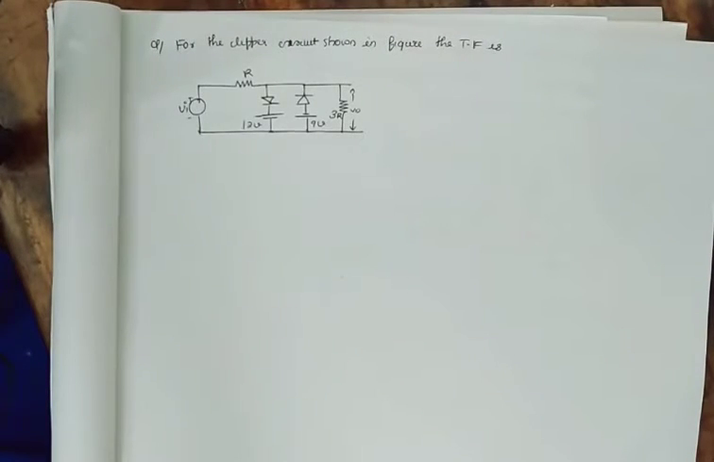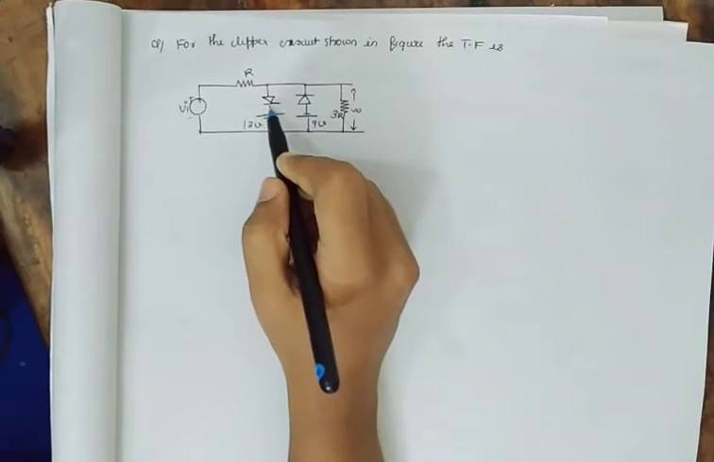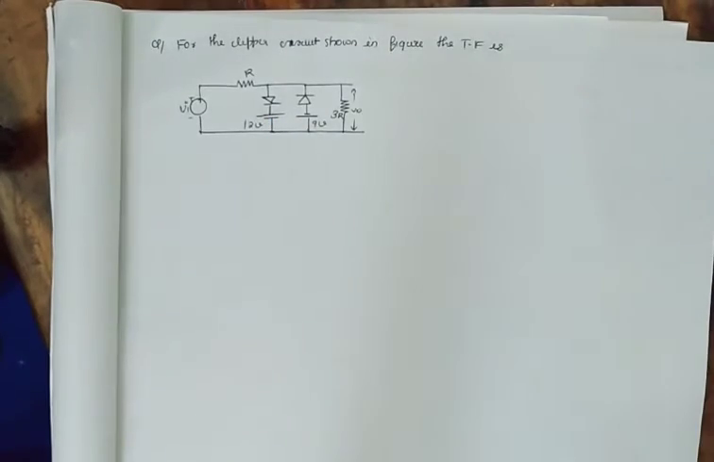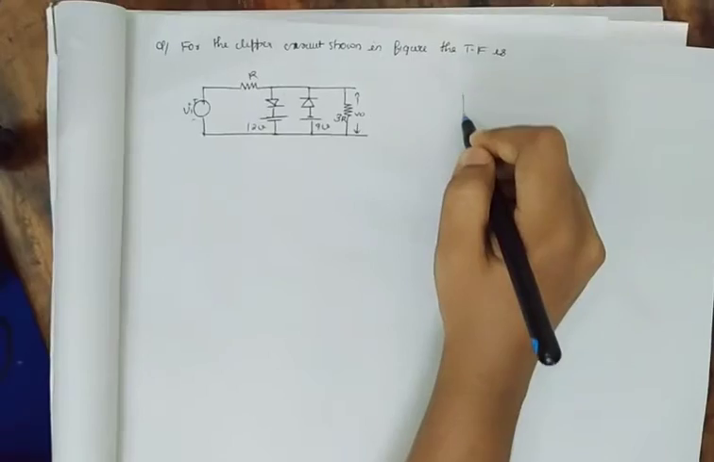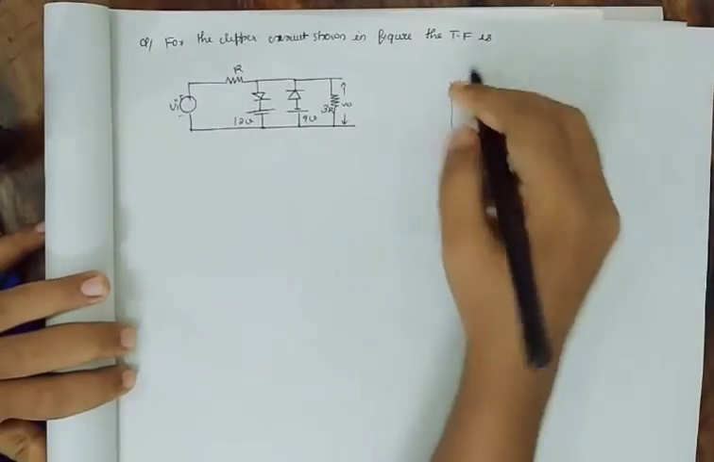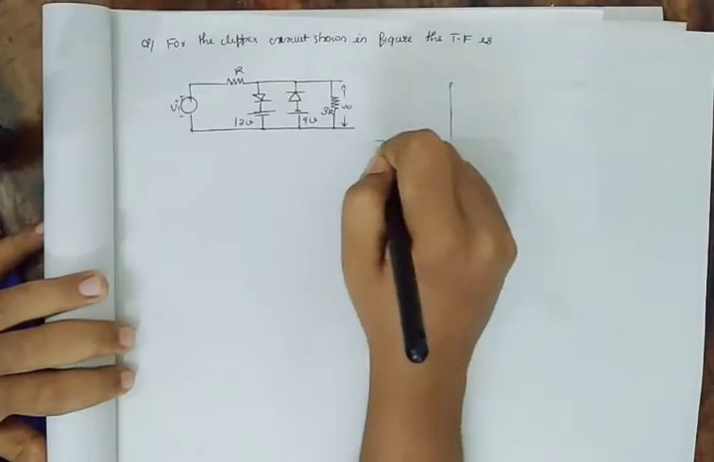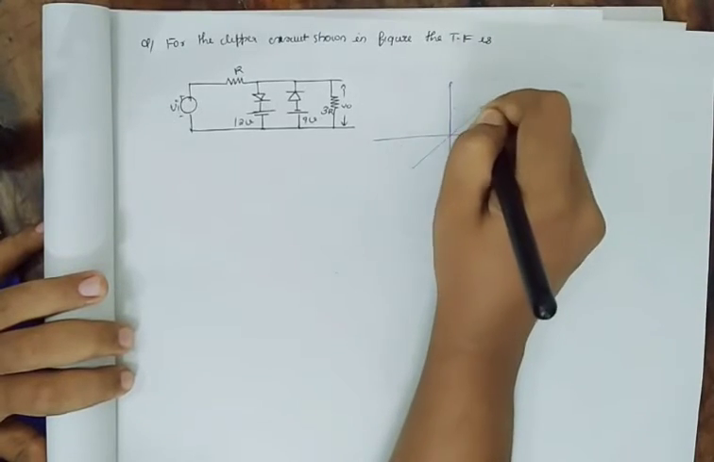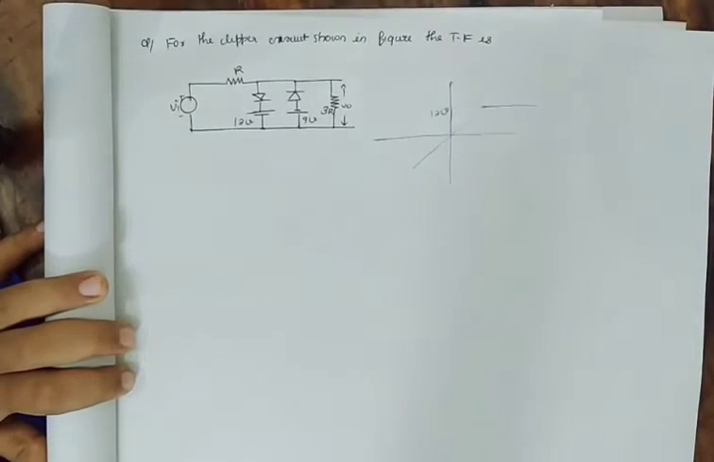Okay, for the clipper circuit shown in the figure, we have to find the transfer function. From here I told you that when the diode is facing downward, it is a forward, positive clipper, that is, the portion above 12 volt will be clipped off. I will just draw this. It will be like this. 12 volt will be clipped off.